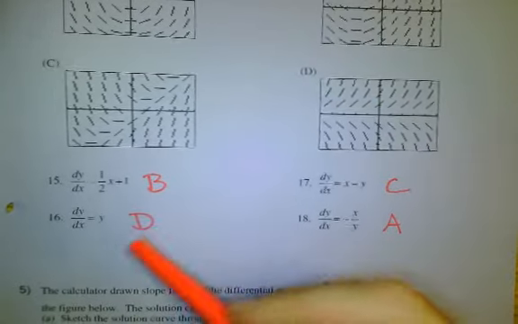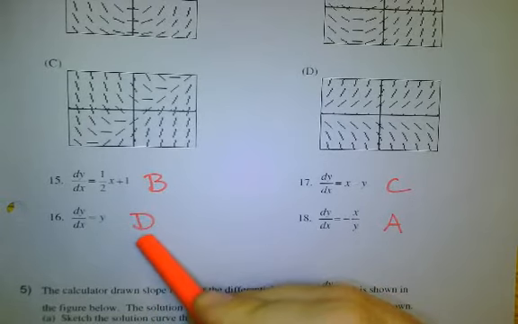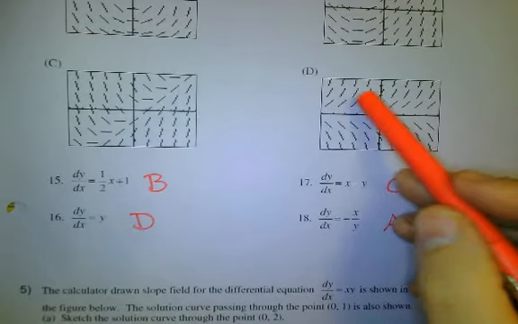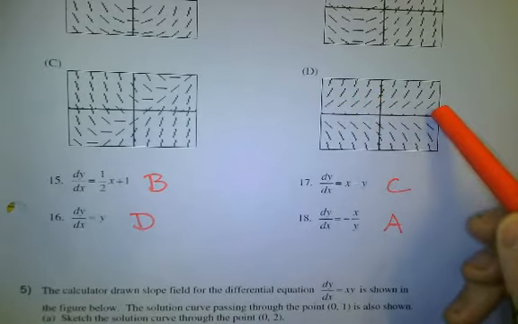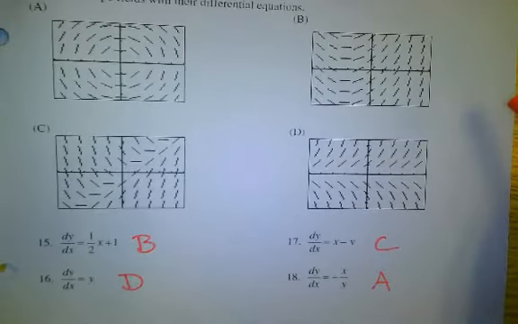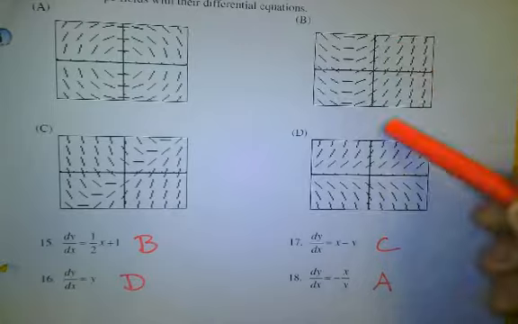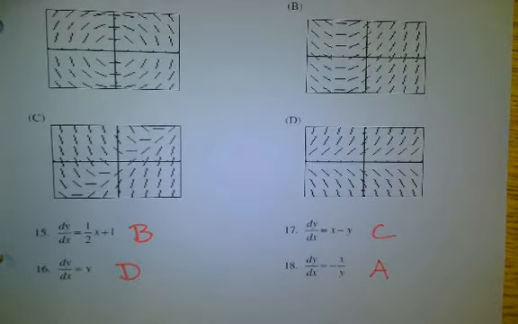And if you notice, it repeats itself all the way across. If it repeats itself all the way across, that means there's no x variable. So everything's repeating itself across. And if everything repeats itself up and down, that means there's no y variable.